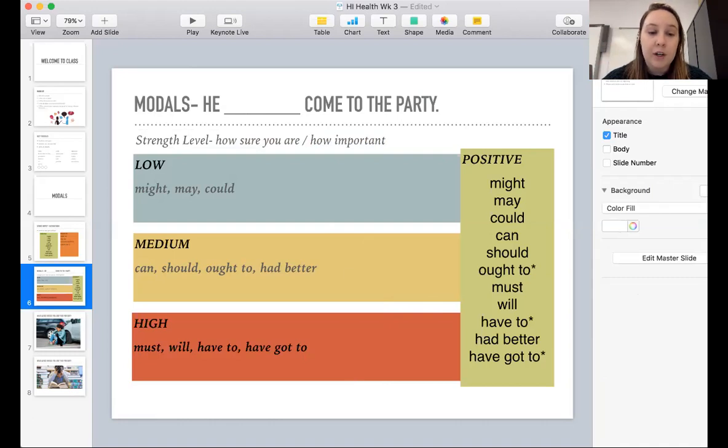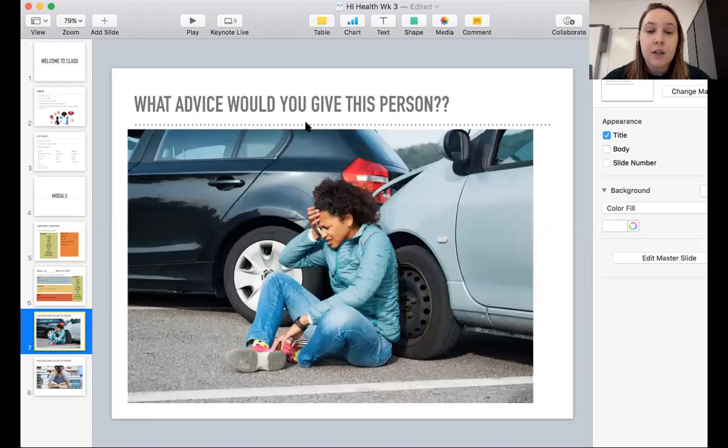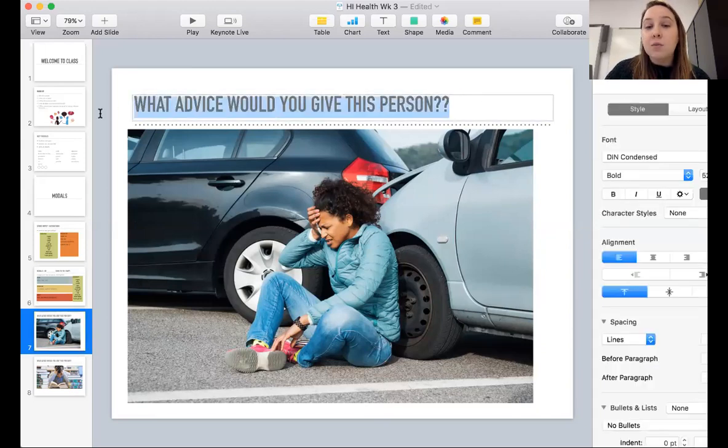So for homework, I want you to take a look at this picture. So what is happening in this picture? Okay, so this woman has been in an accident. Maybe her head hurts. Maybe she is stressed. What I want you to do for homework, I want you to write down some full sentences using modals and say, what advice would you give this person? What advice would you give her?